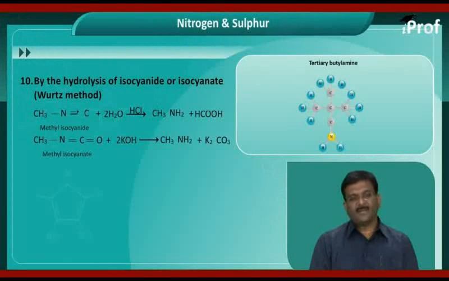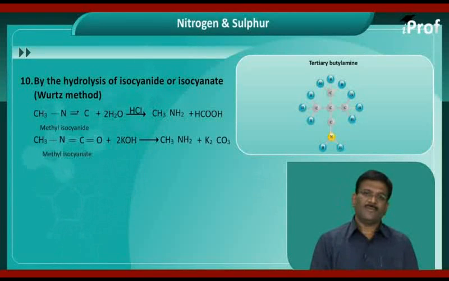Methyl isocyanate, when hydrolyzed in presence of potassium hydroxide, gives the primary amine like CH3NH2 along with the formation of potassium carbonate.